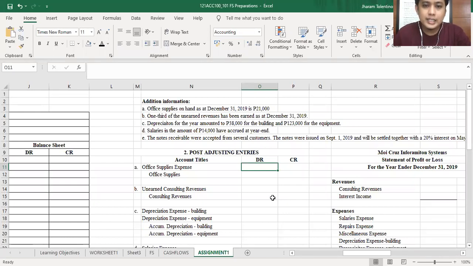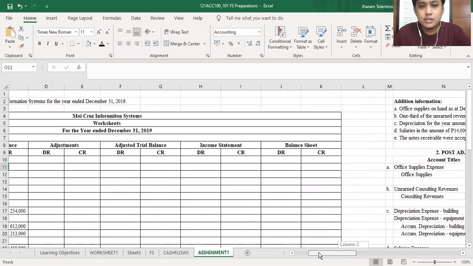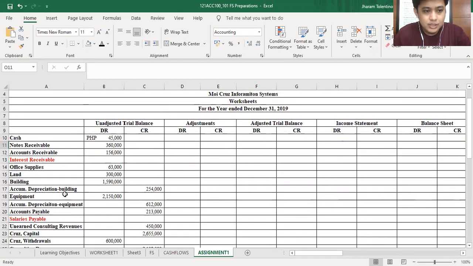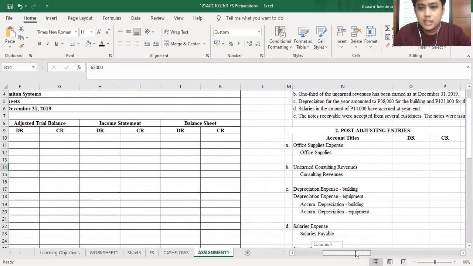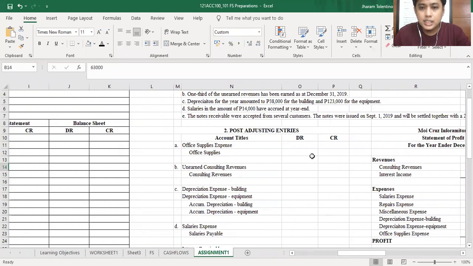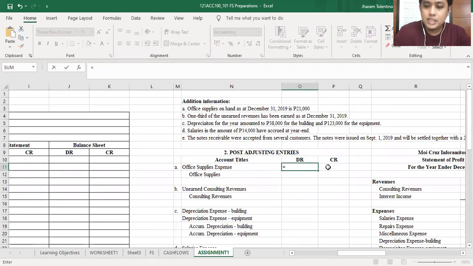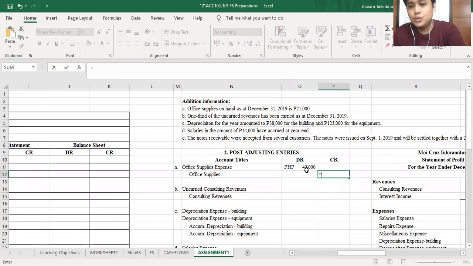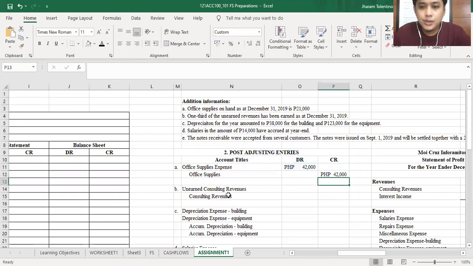Office supplies on hand December 31, 2019 is 21,000. All you need to do is to check how much is in the adjusted trial balance. The office supplies stands at 63,000. So 21,000 na lang daw siya. So ang gagawin, bawasan. Debit to office supplies expense, credit to office supplies, that's 63,000 minus 21,000. So we have 42,000 pesos expense. Yun na yung nagamit.